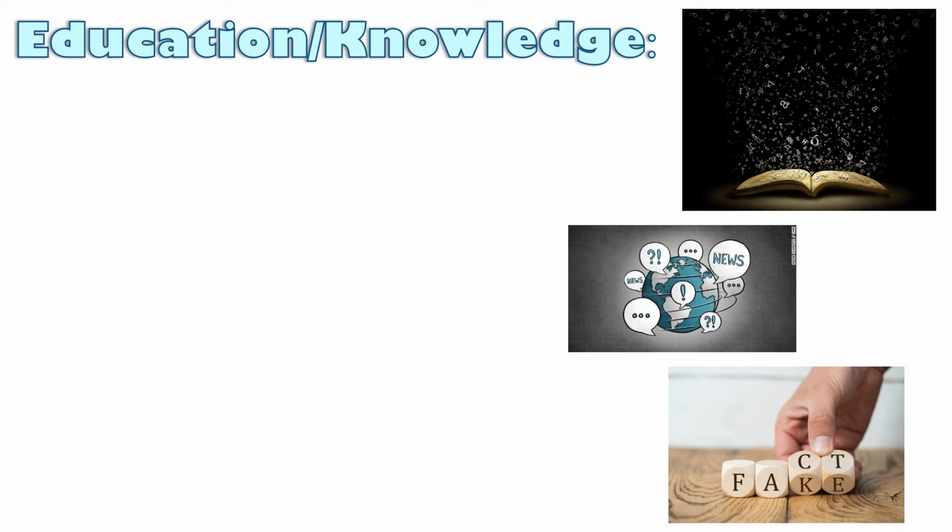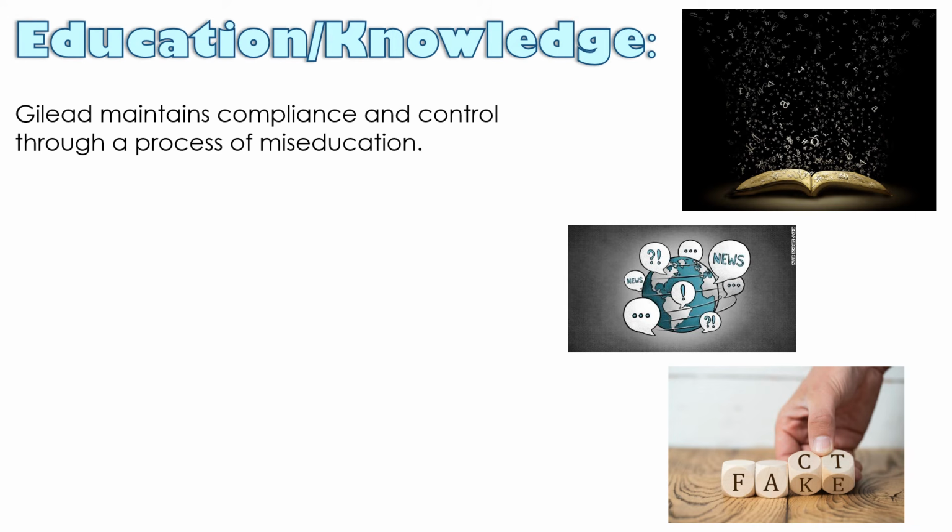So the final theme we're going to look at today, which is by no means the only theme in the text, like I said earlier, you should be looking at anything else you can find and any other points of analysis you can find, is the idea of education and knowledge. So we've got this idea that Gilead maintains compliance and control through a process of miseducation. In chapter 20, we get insight into how the aunts sort of brainwash the handmaids.